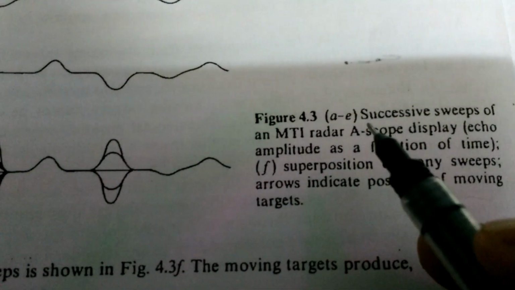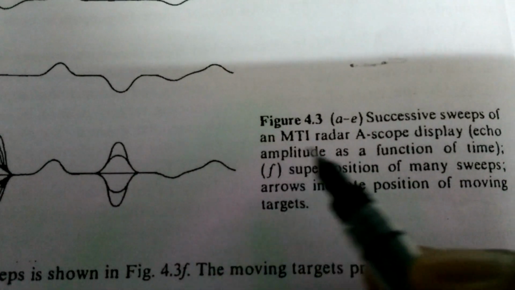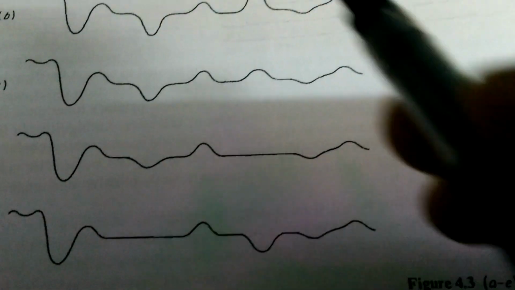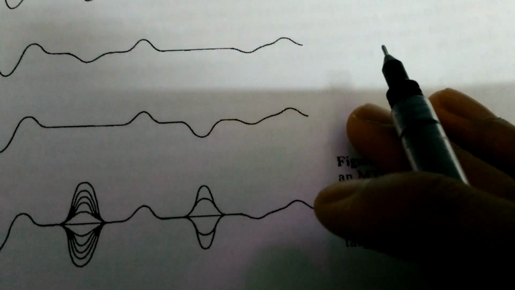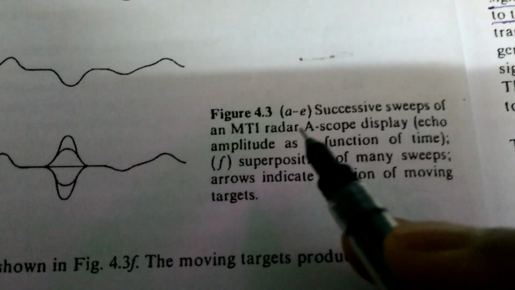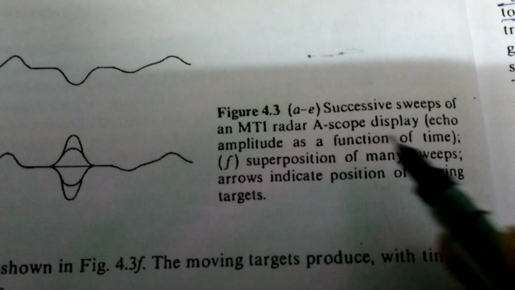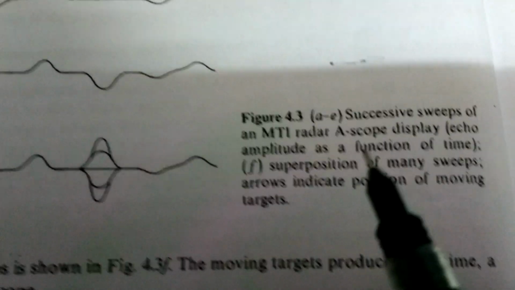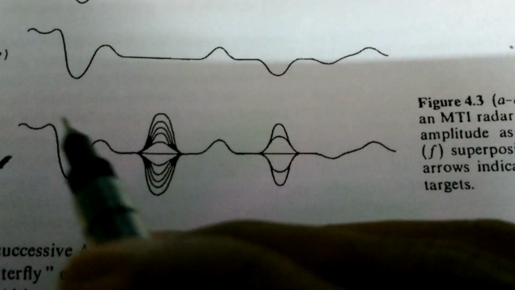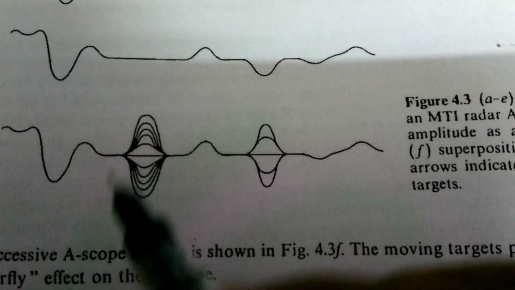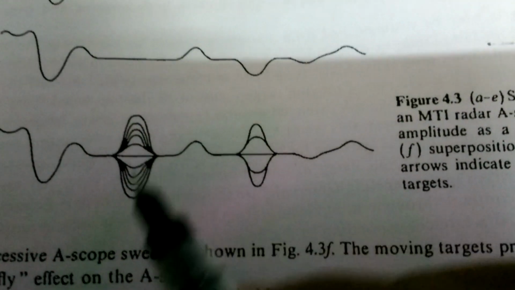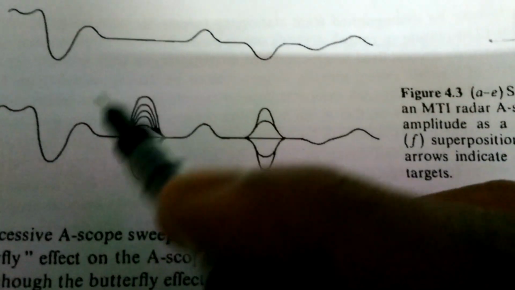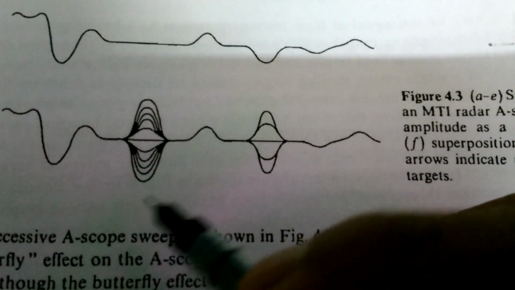If you observe the name of the figure, it is successive sweeps of an MTI radar from A to E. This A, B, C, D, E are successive sweeps. I'm not saying those are exact, right? Here if you observe, that is the MTI radar A scope display. That means amplitude versus range. Is it okay? Then finally if you observe this F, there are some superpositions. It looks like an eye diagram in digital communication, right? You can also call it a butterfly.